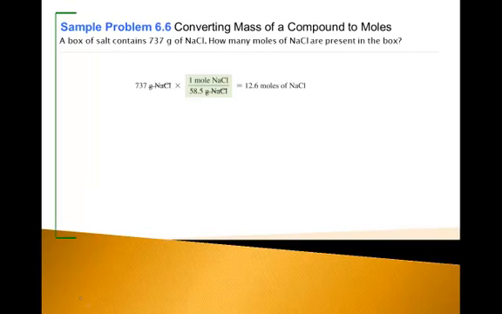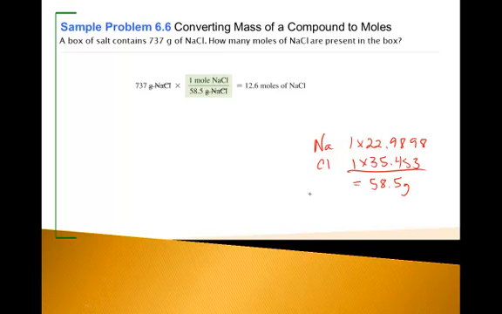And that's exactly what we're going to do here. So here I have NaCl. So first thing I'm going to find the molar mass. So 1 times sodium's mass, and then 1 times chlorine's mass. I'm going to add those up, and I'm going to get 58.5 grams, and that's if I have 1 mole.